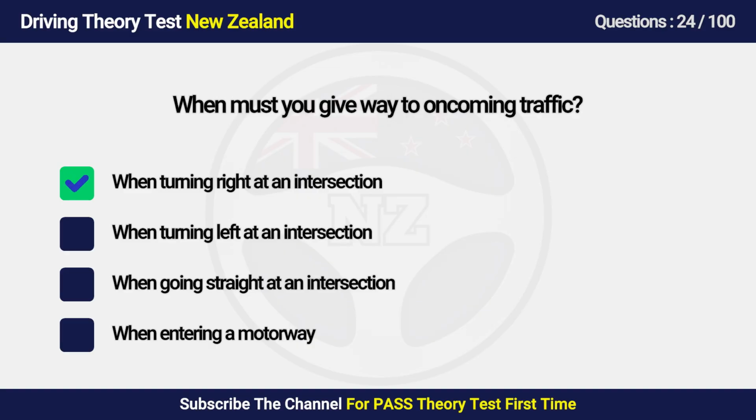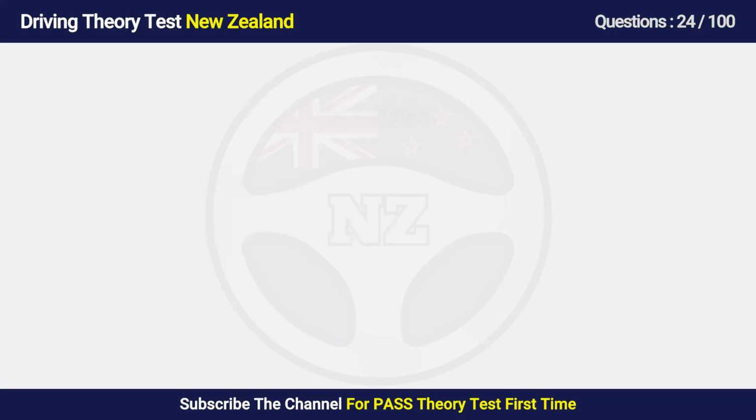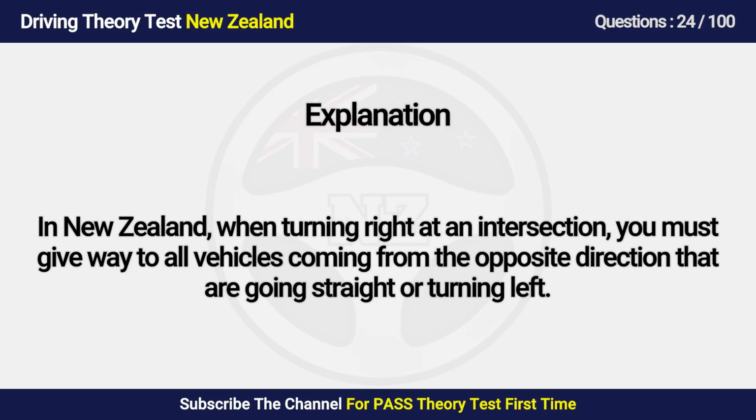Answer is A. When turning right at an intersection. In New Zealand, when turning right at an intersection, you must give way to all vehicles coming from the opposite direction that are going straight or turning left.